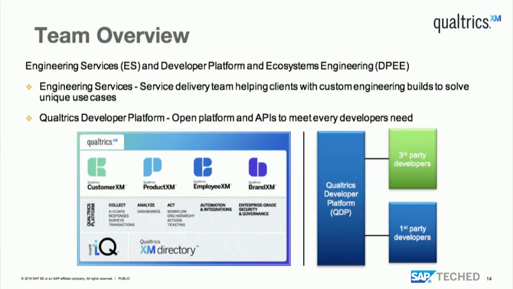Let me tell you a little bit about our team and what we stand for. I've been at Qualtrics for just over a year now, and I represent two of our engineering teams. First is our engineering services team, which is a delivery team focused on working with clients to build custom engineering builds to solve their unique use cases. The other is our developer platform and ecosystems team, which is targeted around building APIs and enabling our partners and developers like yourself to succeed using the Qualtrics platform.